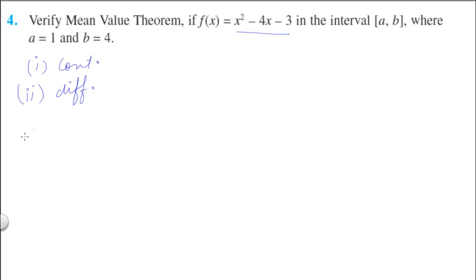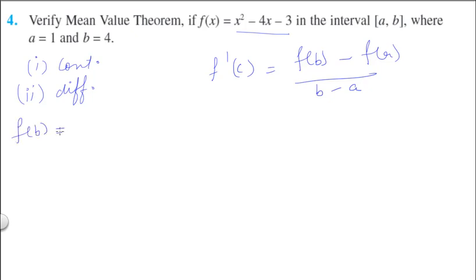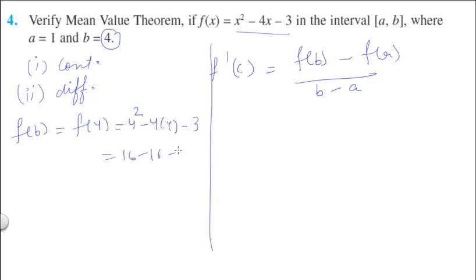interval, right? Now if this is there, what was the case? That f dash c will be equal to f of b minus f of a divided by b minus a. So let us find f of b. F of b means f of 4. When we calculate in the function, what do we get? It is 4 square minus 4 into 4 minus 3. 16 minus 16 minus 3, we get the answer as minus 3.